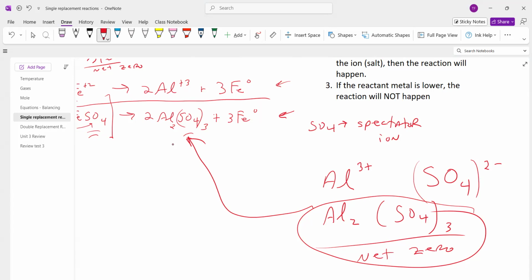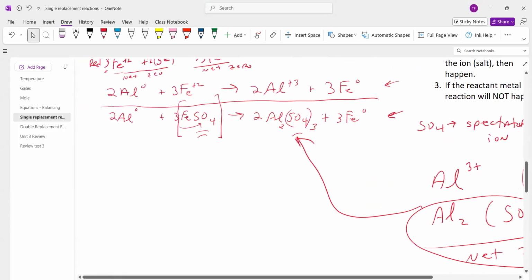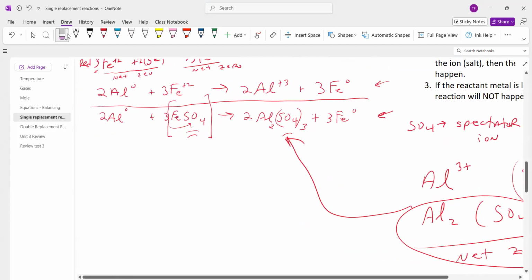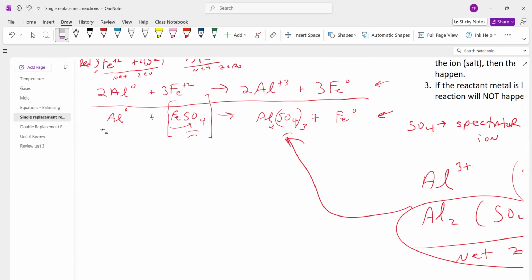Okay. Remember, we have to balance the equation. Okay, so let's look here. Okay, so this is what is going on here. We have aluminum metal, ferric sulfate, aluminum sulfate, ferric metal.